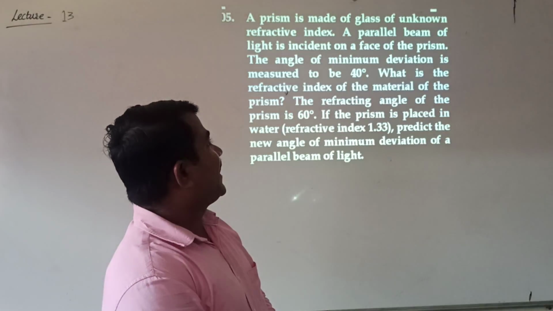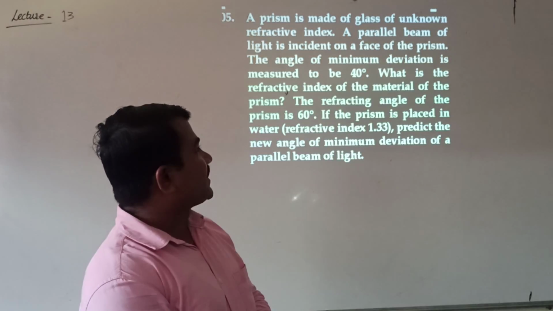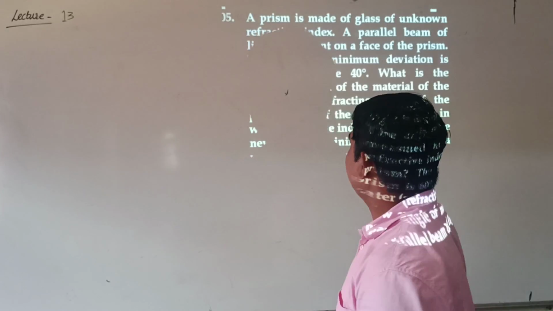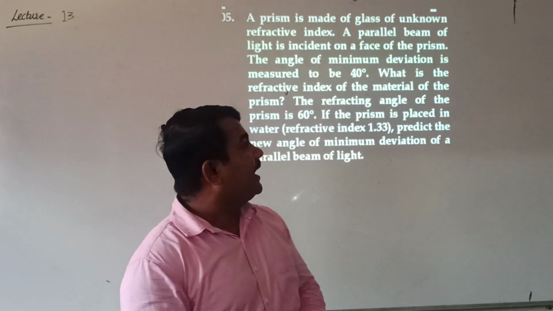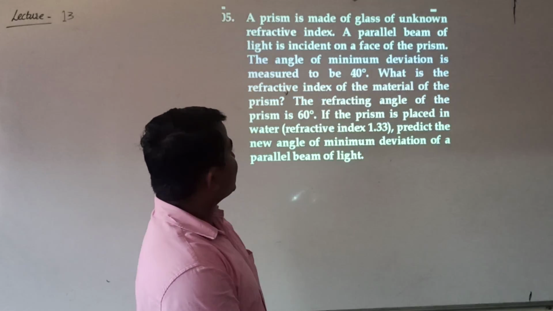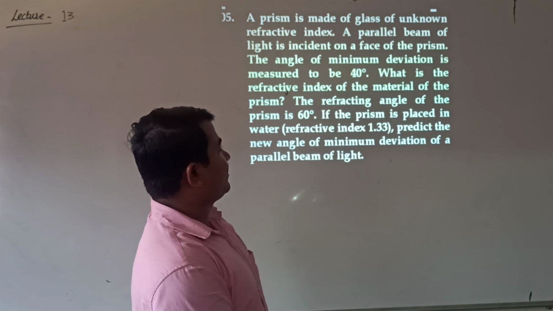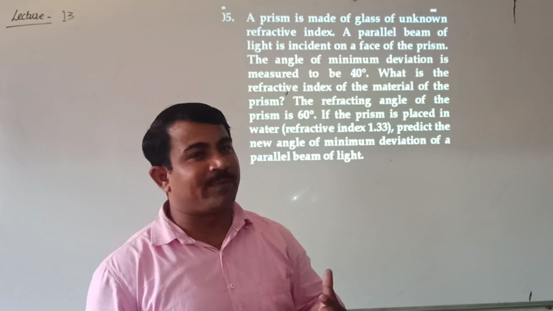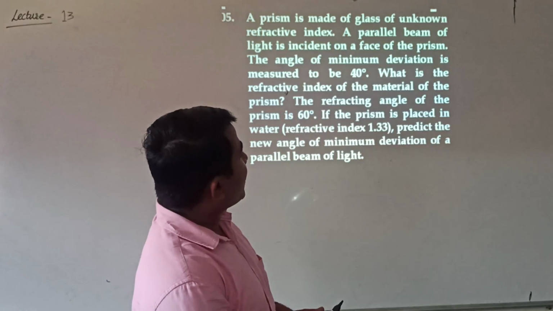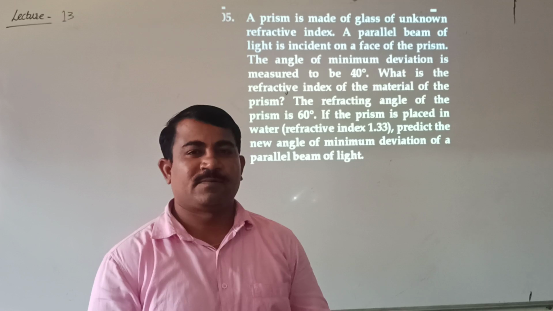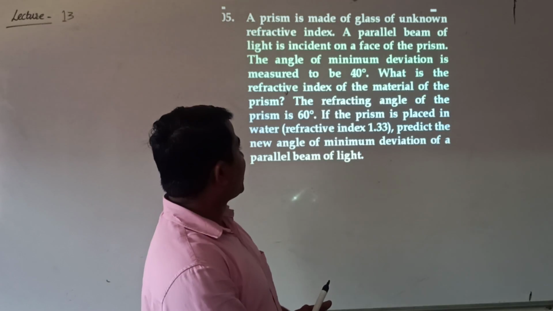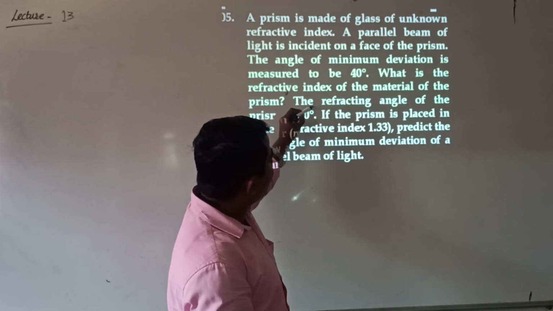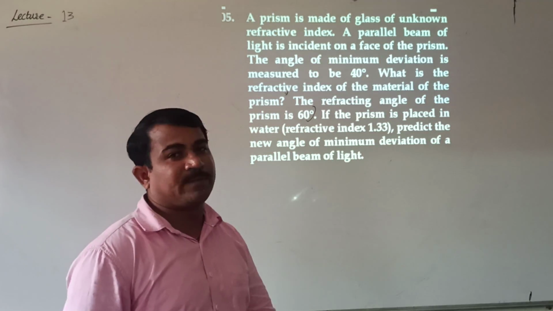A prism is made up of glass of unknown refractive index. What is the question? A parallel beam of light is incident on the face of the prism, and the angle of minimum deviation is measured to be 40 degree. What is the refractive index of the material of the prism? The refracting angle of the prism is 60 degree. Up to here we will solve, later we will go.